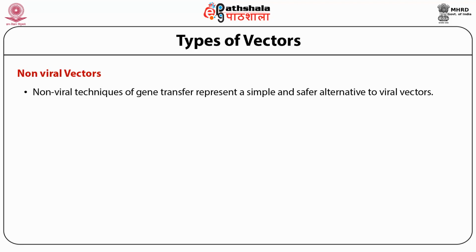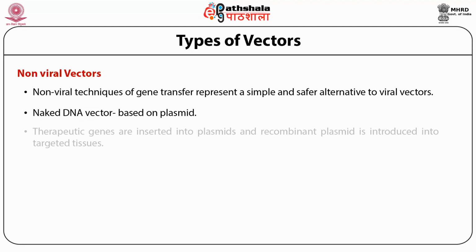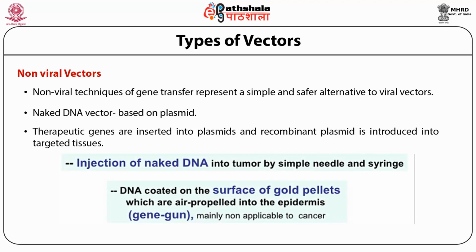Let's see what non-viral vectors are. Actually, the non-viral techniques of gene transfer represent a simple and safer alternative to viral vectors. These include naked DNA vectors, which are based on plasmids, the extrachromosomal DNA in bacteria. So, therapeutic genes are inserted into plasmids and the recombinant plasmid is then introduced into the target tissue. Injection of naked DNA into a tumor can be done by simple needle and syringe. However, this method is not very effective.